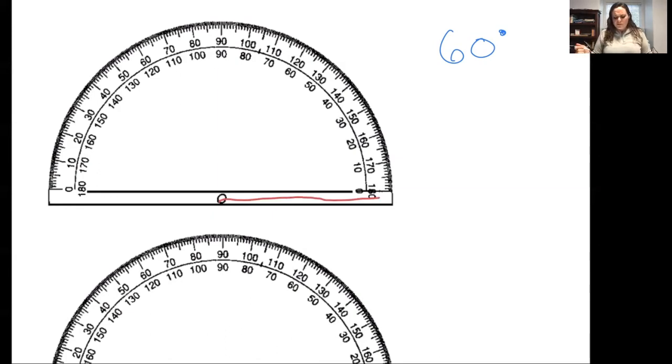You're like, but wait, Mrs. Mazzola, I don't know which one is 60. I don't know how to make 60. Well, this is where your numbers come in. It's just like a number line. Remember that monster is opening his mouth to be able to take in enough of the degrees. So I have to look at my numbers. And if I look right here, I've got an option of 10 and 170.